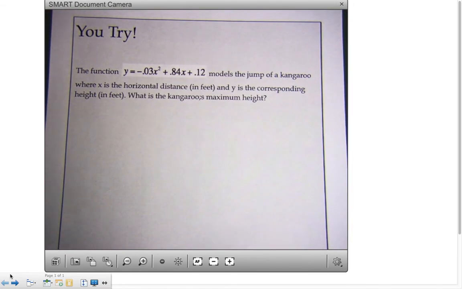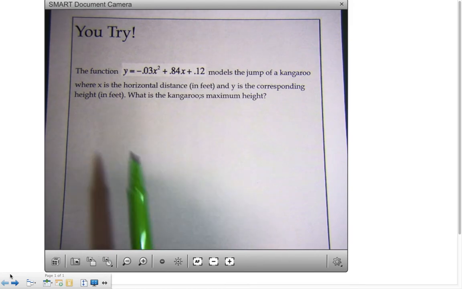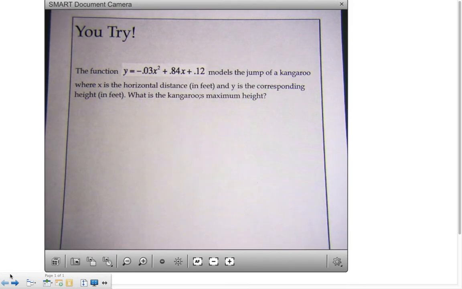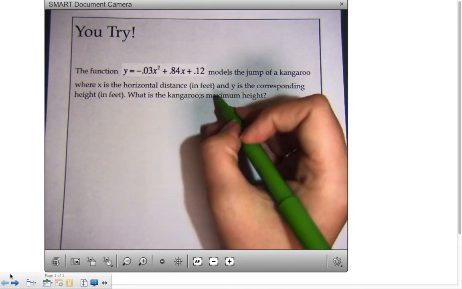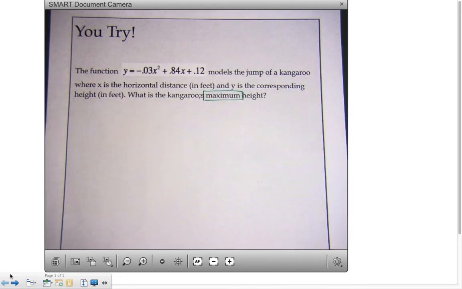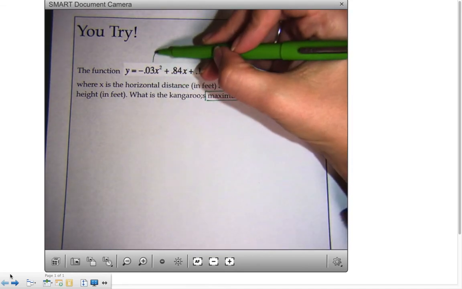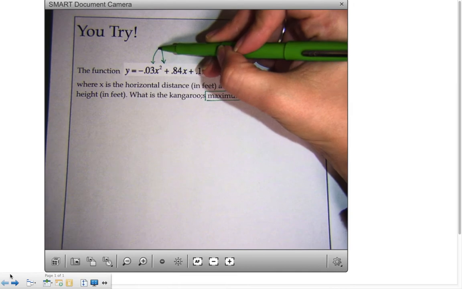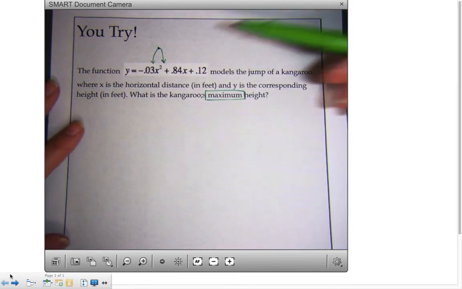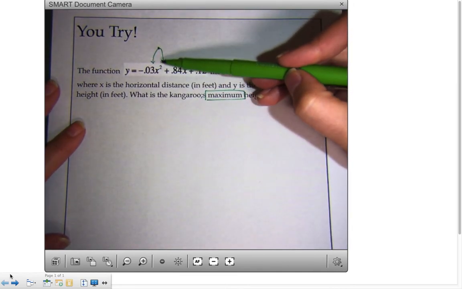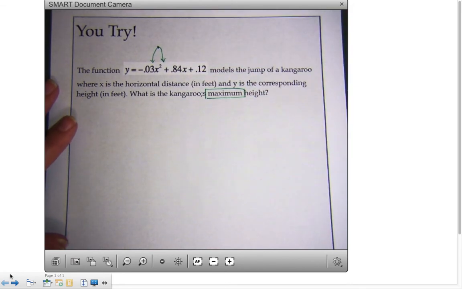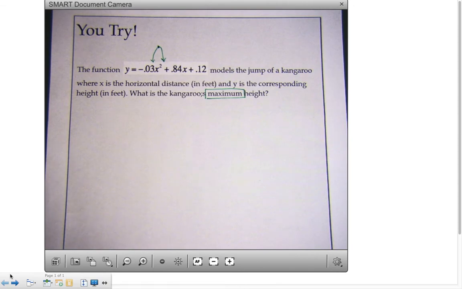Okay, here's a similar one where you're given a function that models the jump of a kangaroo. What is the kangaroo's maximum height? You're asked to find the maximum. You know this would have a max because that's negative, so your parabola would be facing this way. If you think about a kangaroo, it would start here and jump up and come back down. So that would be the shape of it. We're trying to find the maximum height. So pause it and try to find that, and then you can replay it to check your answer.